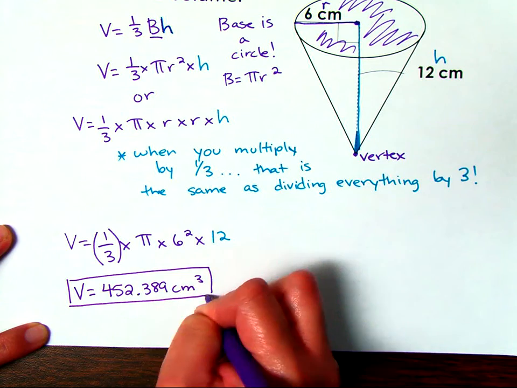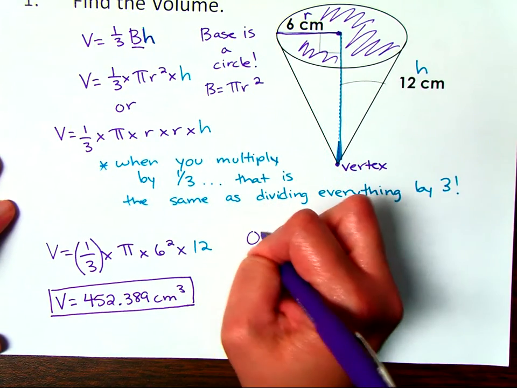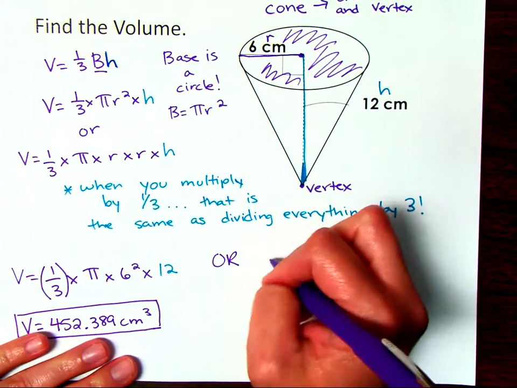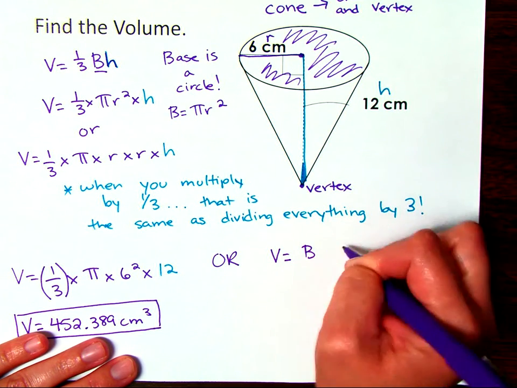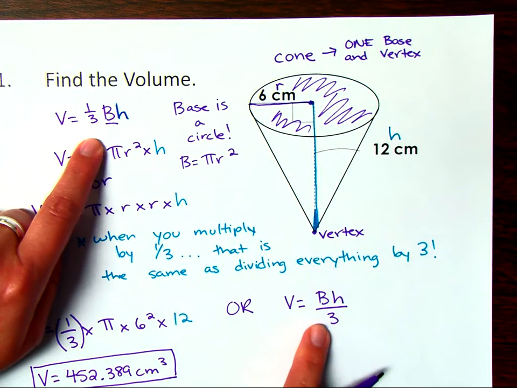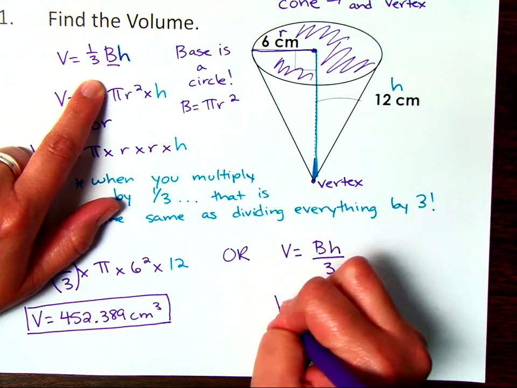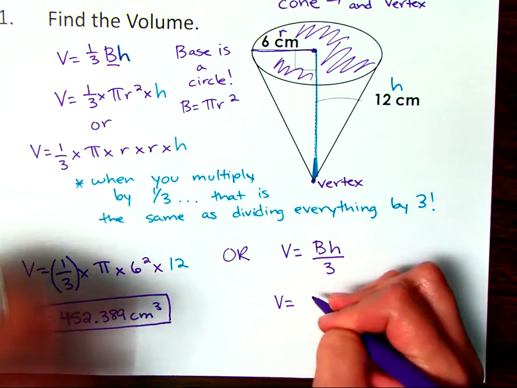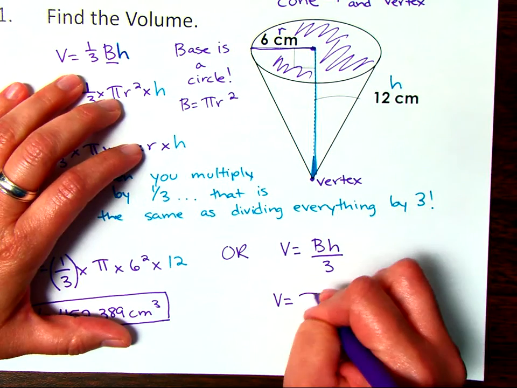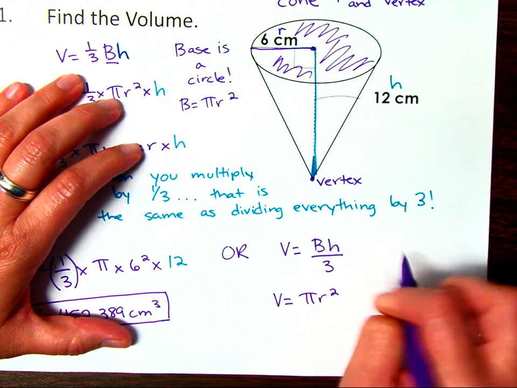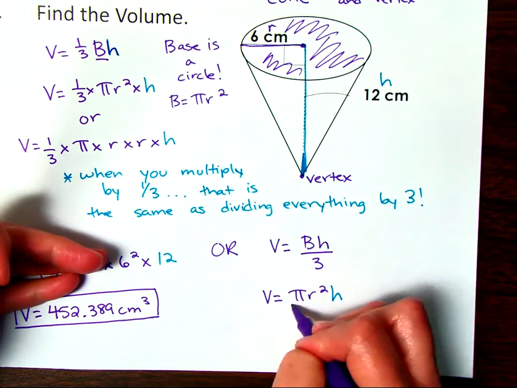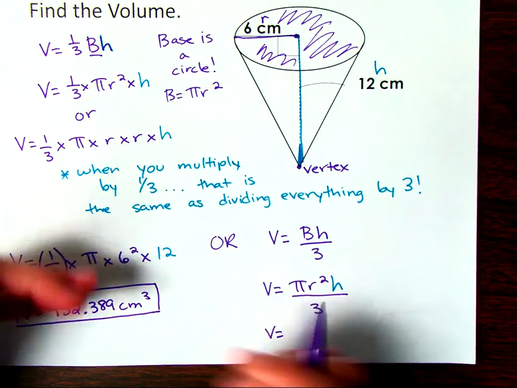Okay? Now, the second way we could have typed this in: when you're multiplying by 1/3, that's the same thing as dividing by 3. So really, we can say area of the base times height divided by 3. So we could rewrite it this way. Well, the base of a cone is a circle, so we can say pi r squared times your height, and then divide by 3. So let's see if this is a little easier for you to type in.